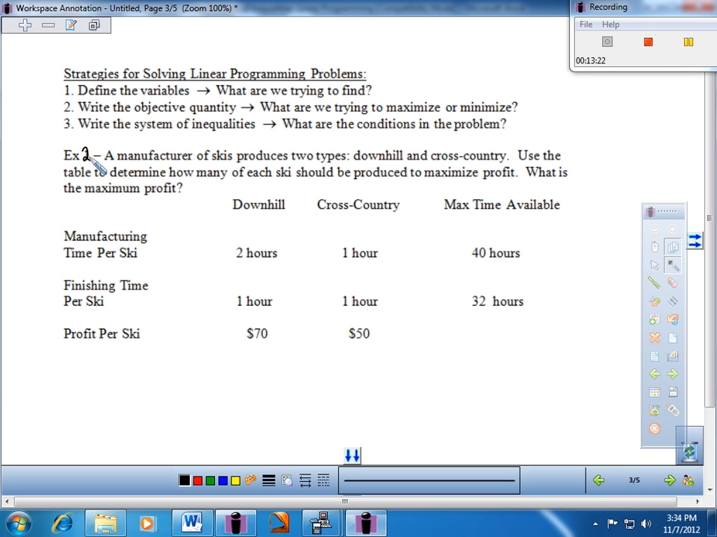Then number 2, I would write the objective quantity. And the question I would ask myself when trying to write the objective quantity is, what is it?